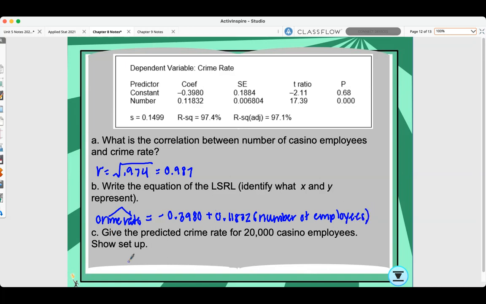Give the predicted crime rate for 20,000 casino employees. So this would be crime rate hat, because it's predicted, equals negative 0.3980 plus 0.11832 times 20, because it's in terms of thousands. And we would get 1.968. So that would be 1.97 crimes per thousand population.